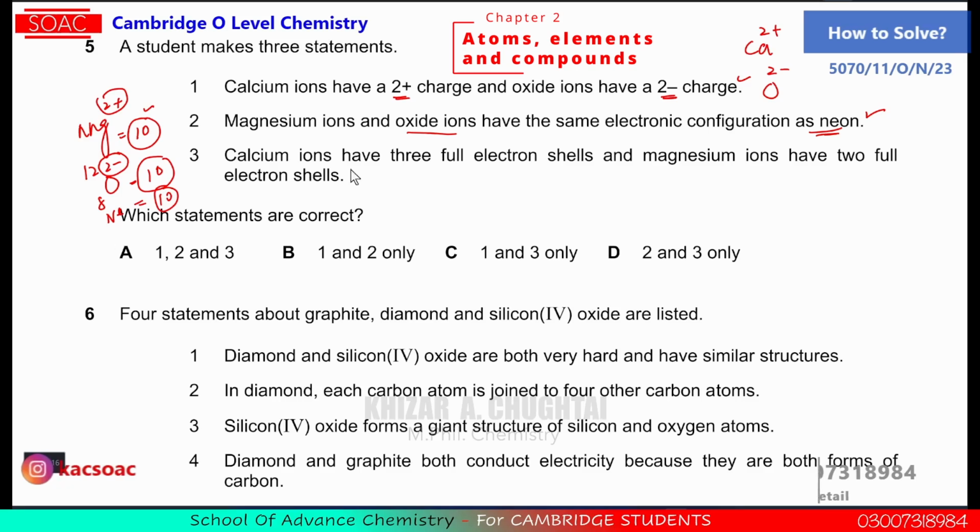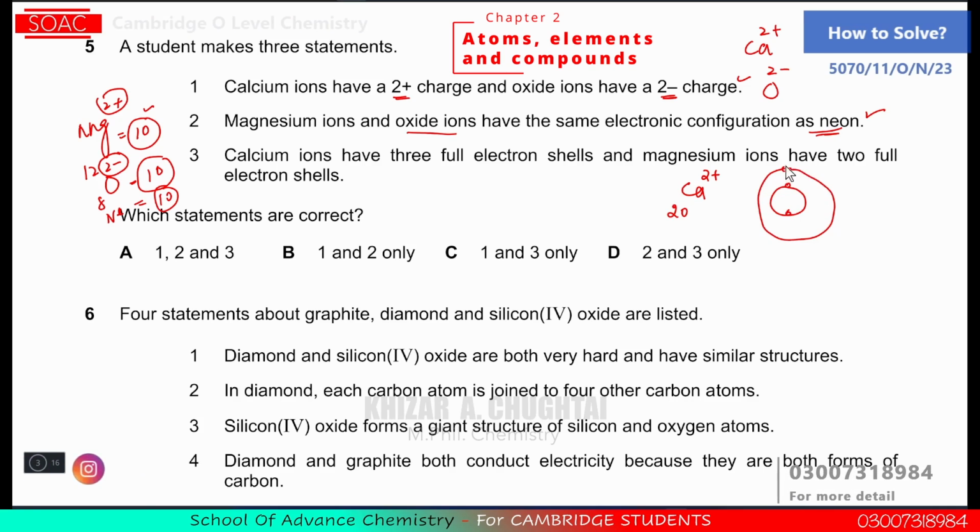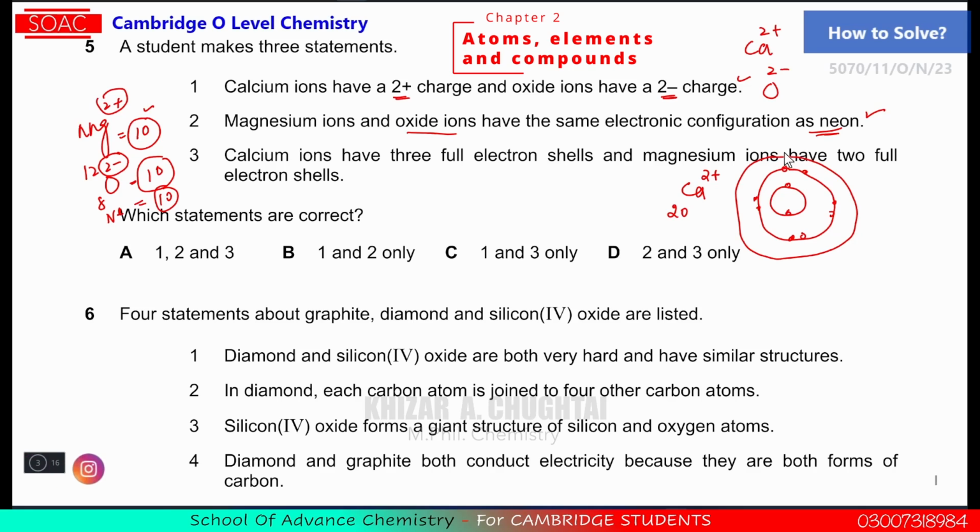Third one, the calcium ion has 3 full electron shells and the magnesium ion has 2 full electron shells. Now what is the configuration of the calcium ion? Calcium has 20 electrons. When it makes the calcium 2+ ion, its first shell has 2 electrons, the second shell has 8 electrons, and the third shell also has 8 electrons. It's true. So yes, calcium has 3 full electron shells.